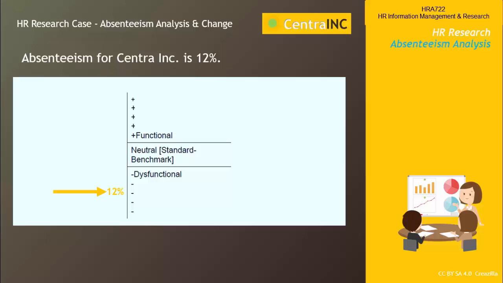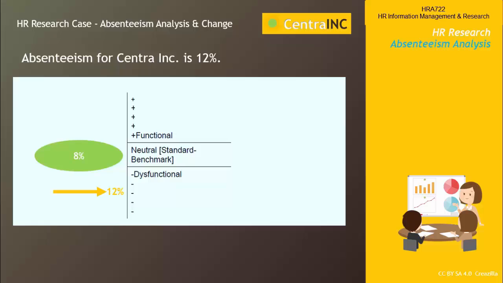specifically, we're going to assess it to be bad, dysfunctional, not terribly dysfunctional, not like 20%, but it is not good either. And what we want to do is set a target. So the target is going to be 8%. Okay, so that's 8% is our standard and neutral level.